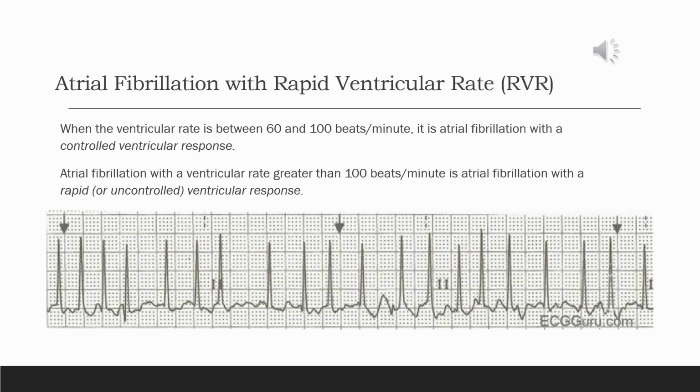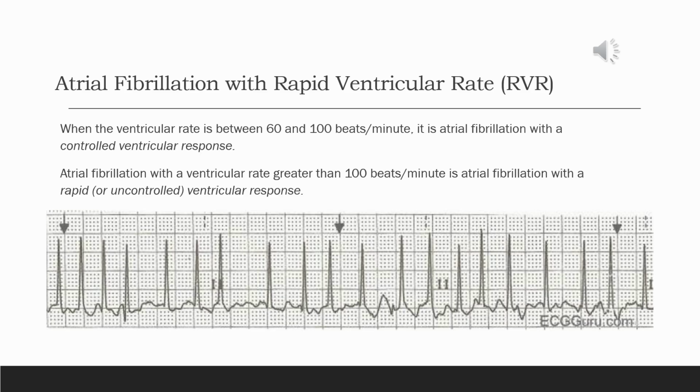So symptoms of a patient with AFib with RVR: they may have palpitations, shortness of breath, dizziness or syncope, fatigue, chest pain, and hypotension, which again is due to that reduced cardiac output.